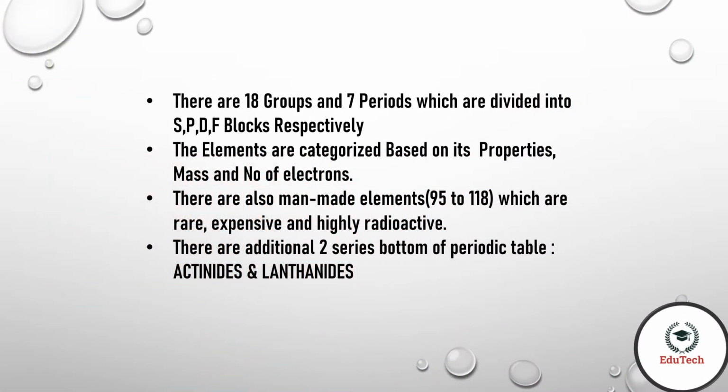There are 18 groups and 7 periods, which are divided into S, P, D, F blocks respectively. The elements are categorized based on their properties, mass and number of electrons. There are also man-made elements, that is from atomic number 95 to atomic number 118, which are rare, expensive and highly radioactive. There are additionally two series at the bottom of the periodic table, that are lanthanides and actinide series.